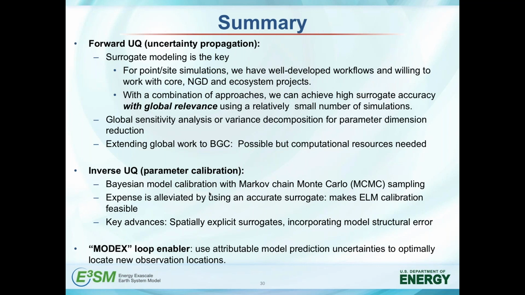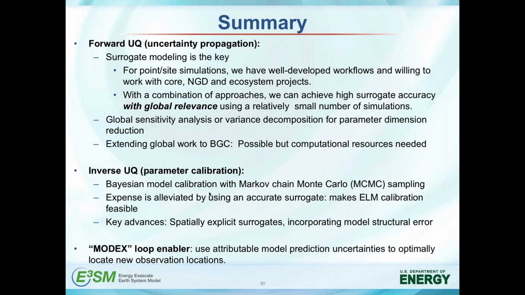We're making progress on inverse UQ, so model calibration with Markov chain Monte Carlo is the primary methodology, and the better and more accurate we can make our surrogate models, the more feasible calibration is from site to global scales. Some of the key advances, I think, are getting these reasonably accurate, spatially explicit surrogates, and potentially also incorporating structural error. So finally, I think this is a way to enable what we call the MODEX loop.